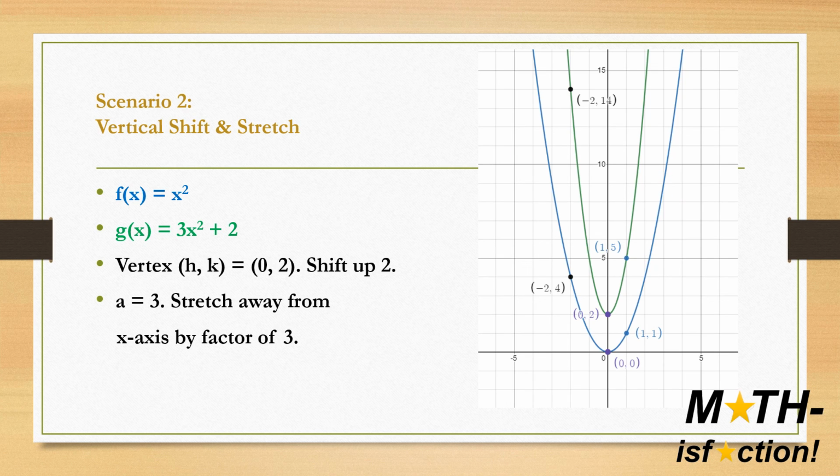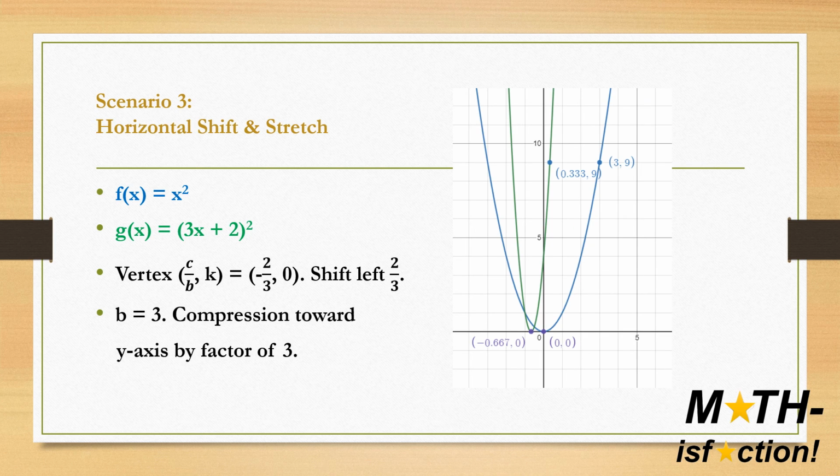Scenario 2, we want to graph the g of x function. The vertex is (0, 2), so we have a shift up 2 only. Next, we have an A value of 3, so we have a stretch away from the x-axis by a factor of 3. You will see g of x plotted in green.